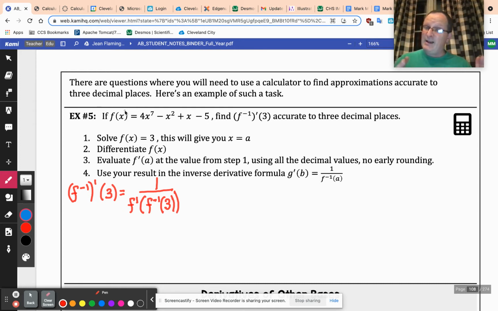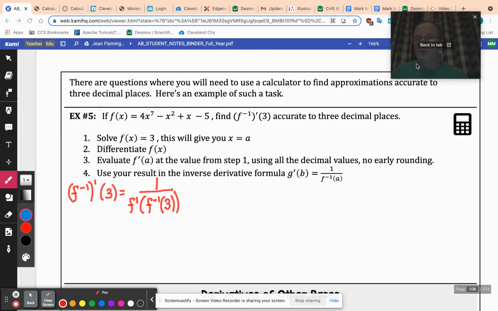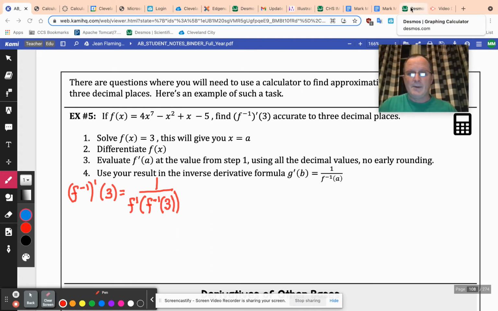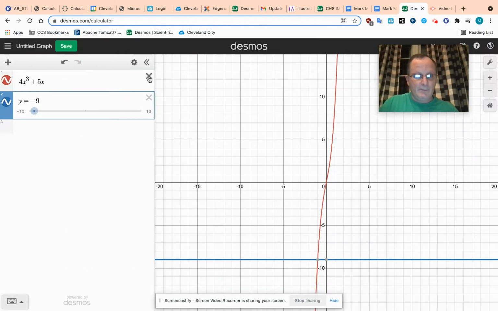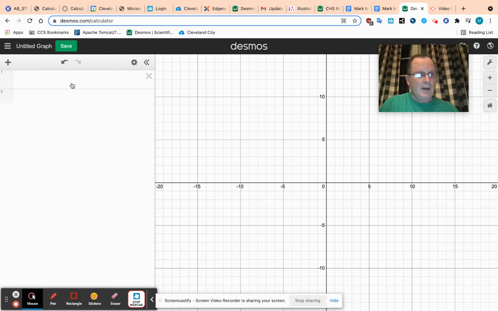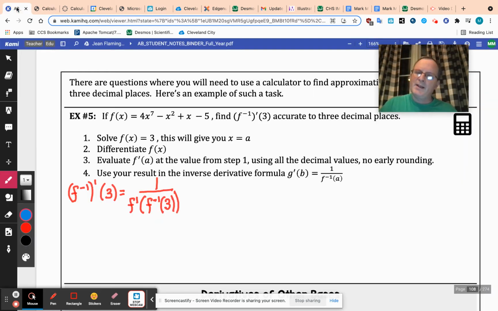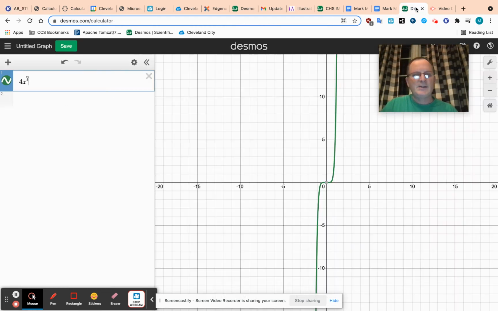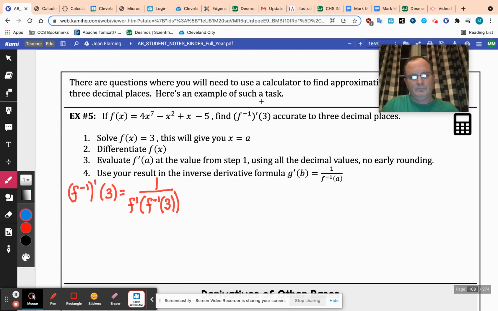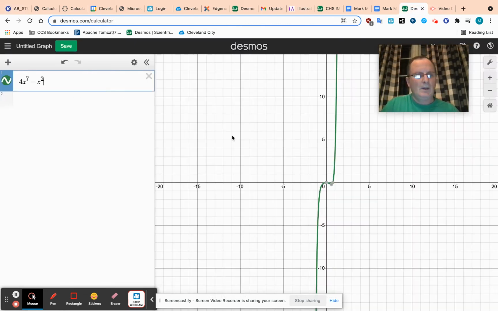And it does say 3 decimal places. So we'll do that. And I'm heading to Desmos again because that's just what I have right now. All right, so what we had was 4x to the seventh, minus x squared plus x minus 5.